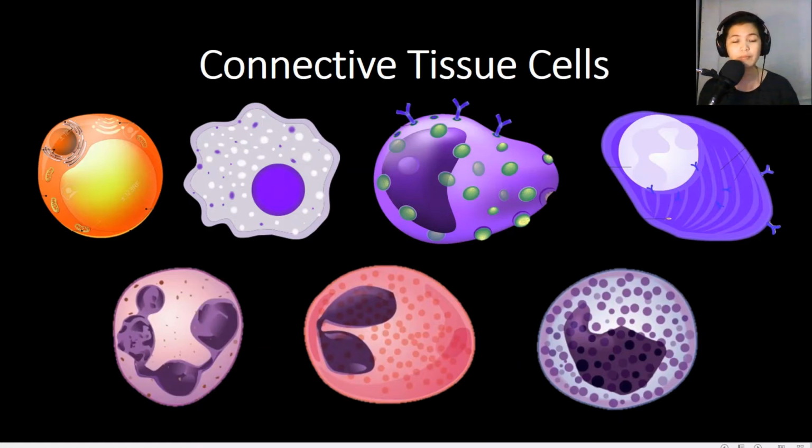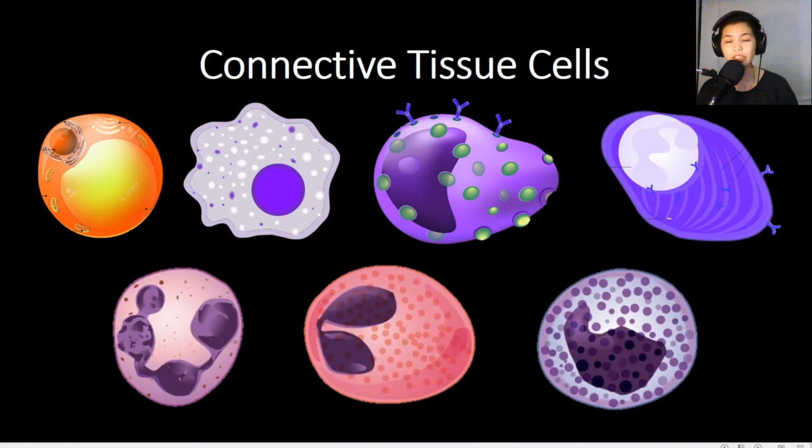So the second cell that we have here is the macrophage. So this is an example of a macrophage, where it maintains the connective tissue integrity. It also participates in the immune response, the removal of any cell debris or damaged cell matrices during the uterine involution.